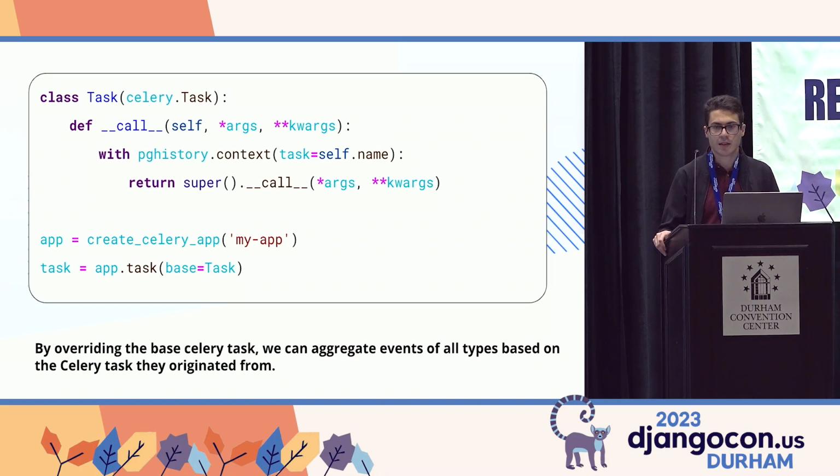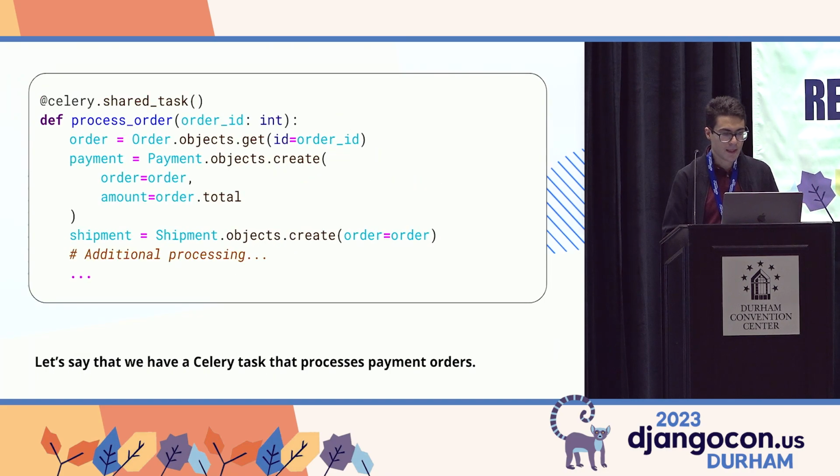So kind of going over that example I mentioned with Celery, right? What if we want to instrument base context tracking within a Celery task? Let's say we're overriding the base Celery task. We can just add in the context manager here and grab the task name. And then that's going to easily let us, regardless of whether we're using PG history or not within the Celery task, associate any events created in the Celery task with context for the task, right?